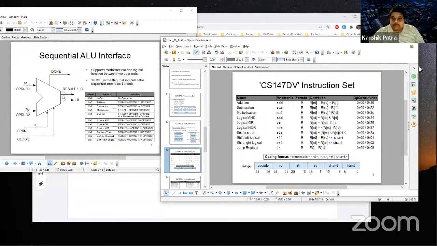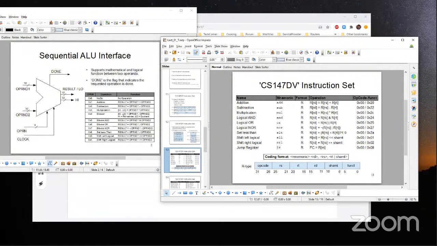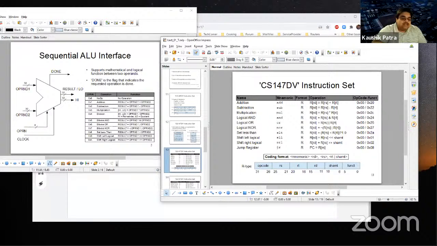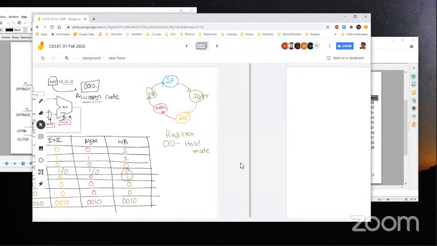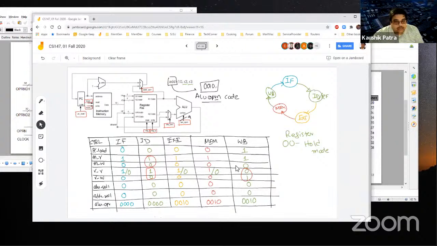Okay, other questions? I have a clarifying question about the control state again. Catherine, sorry, I called your name Christine. No, Catherine. Okay, yes. For the jump register, since it's updating the PC, it's done at the write back, right? Yes, at the write back. It's always done at the write back, the PC update. Okay.